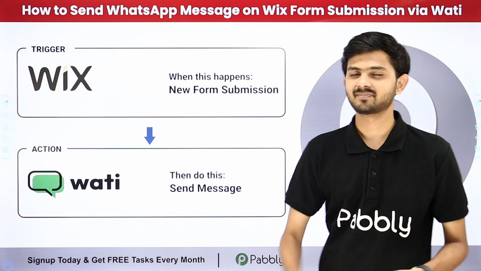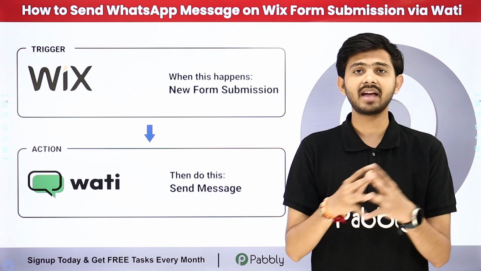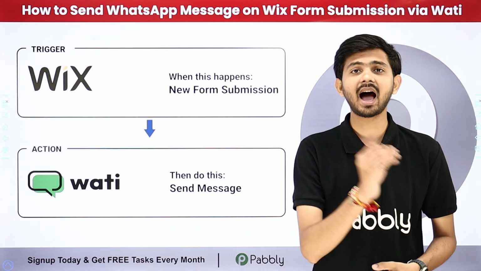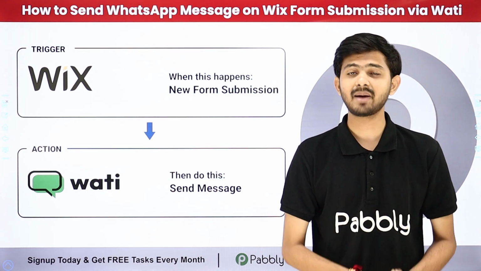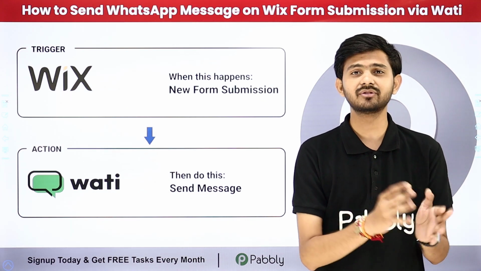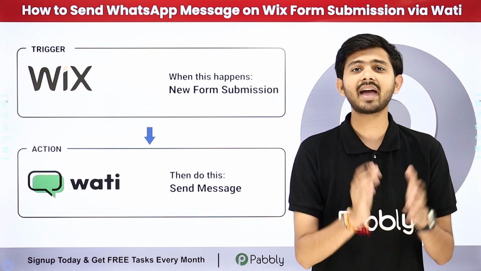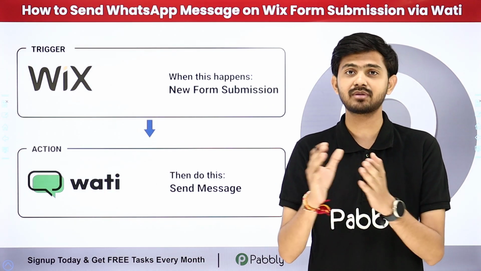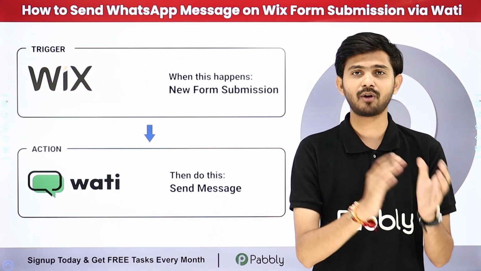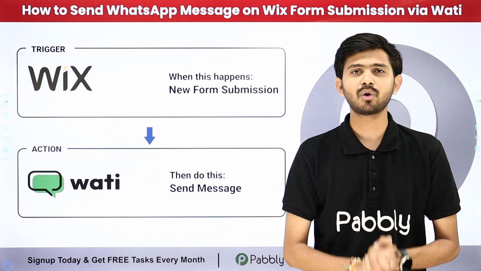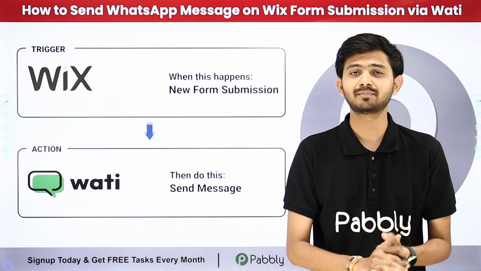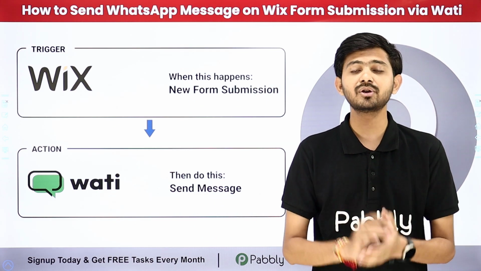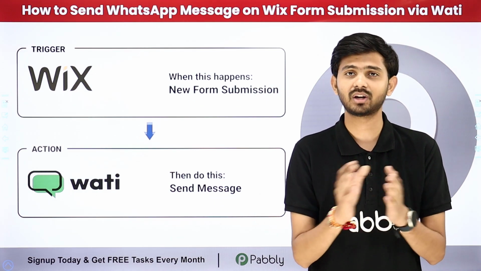So here I'm running my travel agency, and what I want is that I have already added my Wix form on my website. Any customer who is interested in my travel packages or has any inquiry can fill out that form, and I'm going to get that detail from my Wix form submission. As I get that form submission, I automatically want to send a personalized message on WhatsApp to that customer, and here I'm going to use Wati for sending the message on WhatsApp.